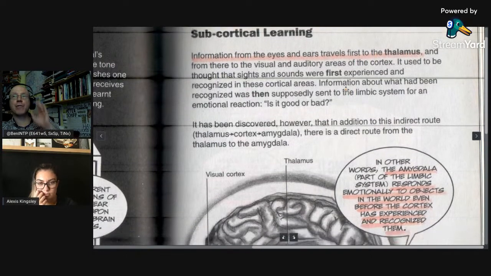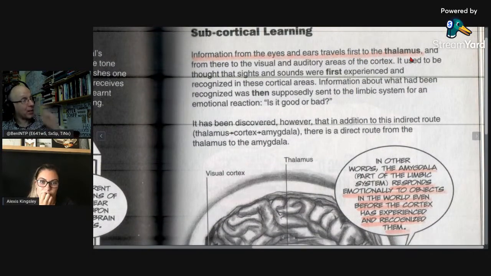Information from the eyes and ears travels first to the thalamus. That's where George Binney Dibley said was the seat of instinct. It goes first to the thalamus, and from there to the visual and auditory areas of the cortex. So then it goes into the posh part of the brain. But it goes to the thalamus first.